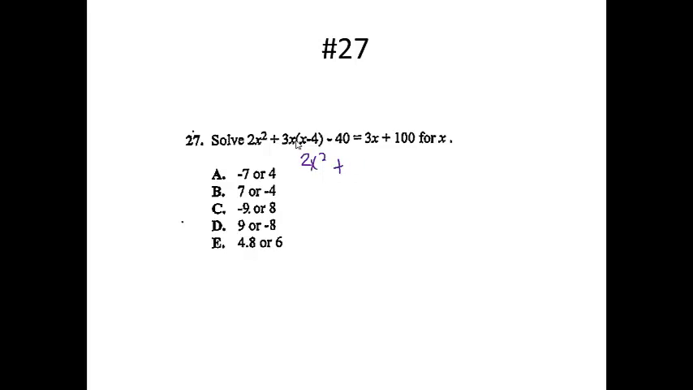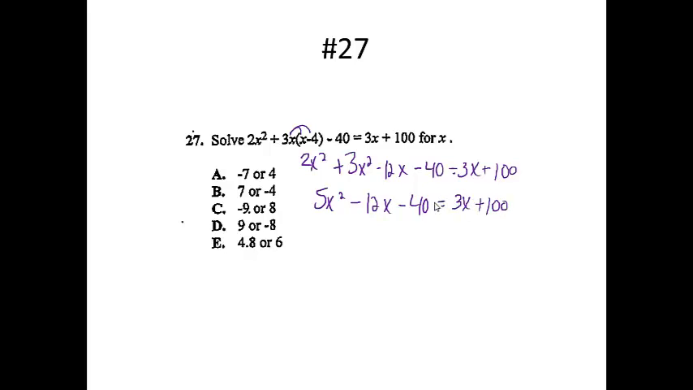Okay, we've got 2x squared. If I distribute that, I'm going to get plus 3x squared minus 12x minus 40 equals 3x plus 100. And then I'm going to combine like terms, so I'll get 5x squared minus 12x minus 40 equals 3x plus 100. I'm going to set this equal to 0, so I'm going to subtract 3x from both sides, and I'm going to subtract 100 from both sides. So now I have 5x squared minus 15x minus 140 equals 0.